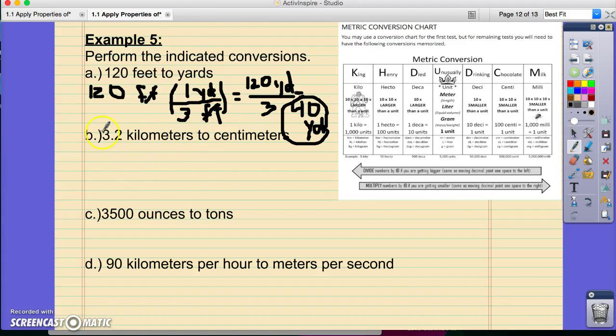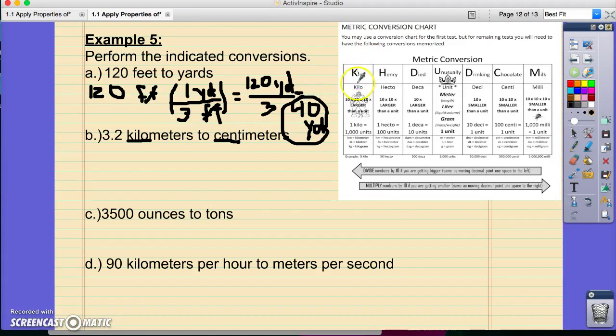So here's what we're going to start with. Here's 3.2, right? What do we have? We look at the prefix. We have kilo, right? All right. Kilo is K, so we start here. Watch how many places I have to move from here. We're going from kilo to centi. And whatever direction you move in, that's where you move your decimal.